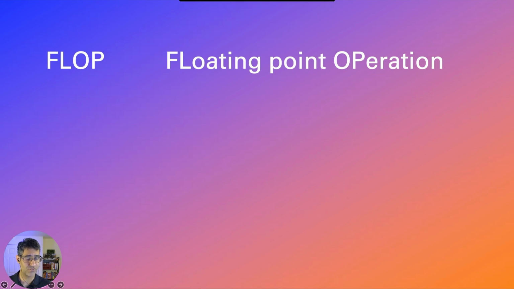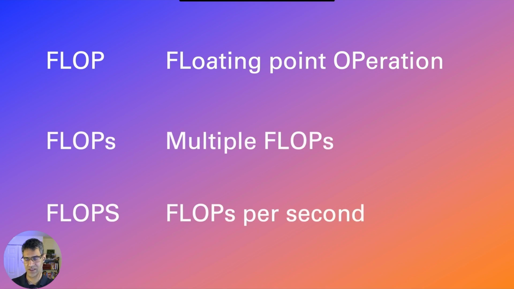Now, what might be a little confusing is when you add an S, and we're talking about flops. Confusingly, flops with a lowercase s is different than FLOPS with a capital S. So flops with a lowercase s means more than one flop. FLOPS with a capital S is flops per second. By analogy, if you're thinking in terms of miles, this would be like miles, and this would be like miles per hour. It's a rate.